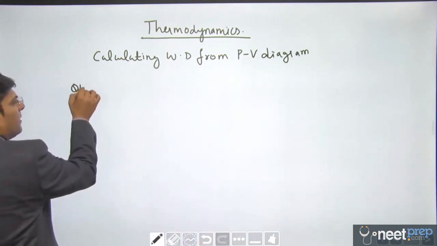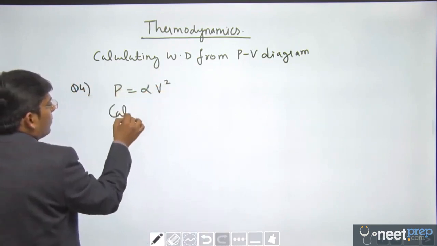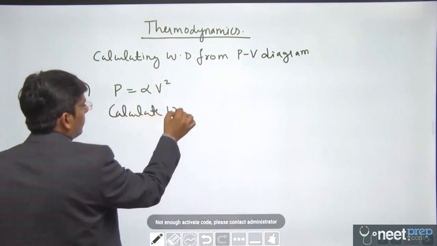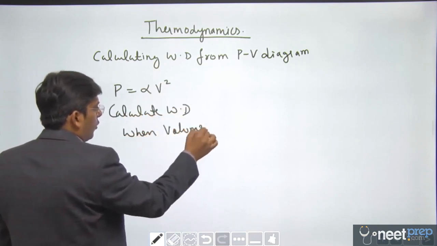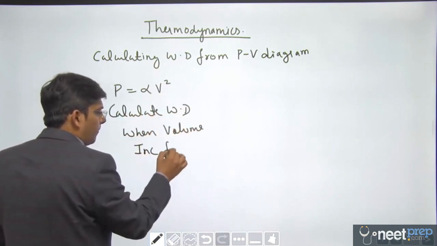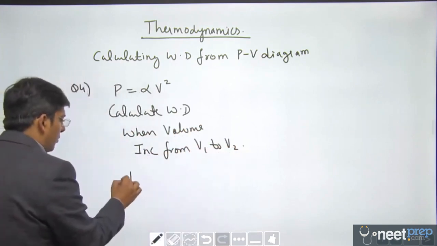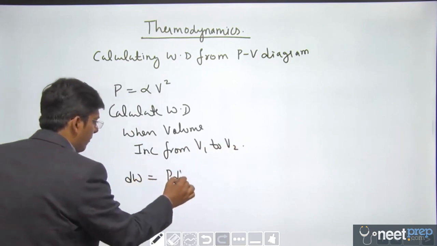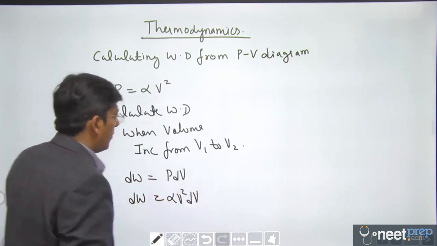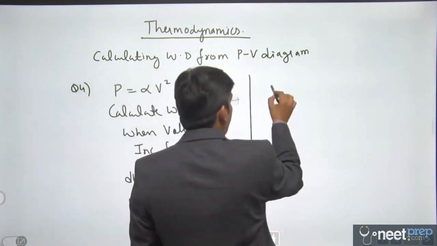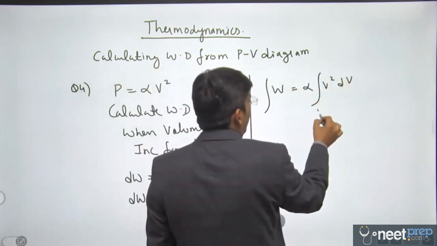Suppose, an easy question, you have a pressure as alpha V square, and again you are asked to calculate the work done when volume increases from V1 to V2. So dW will be P dV. This is alpha V square into dV. Let us integrate now. Alpha V square dV, integral V1 to V2.